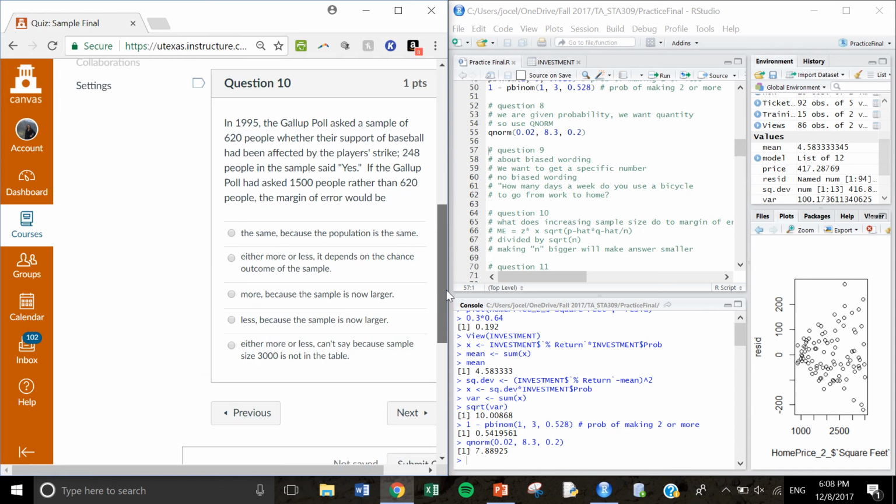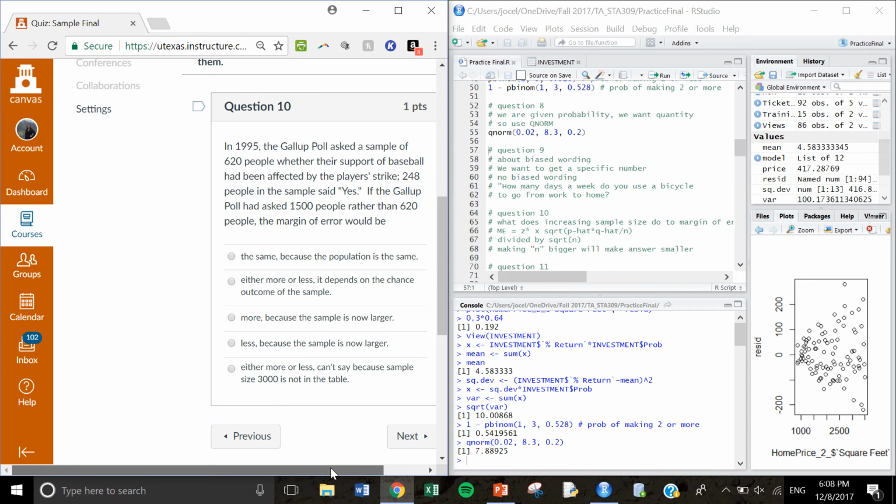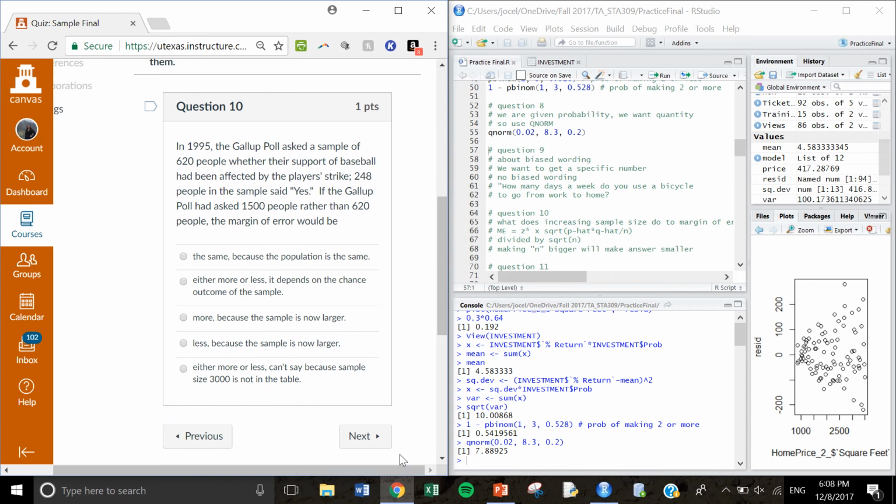Okay, number 10. In 1995, the Gallup poll asked a sample of 620 people whether their support of baseball had been affected by the players' strike. 248 people in the sample said yes. If the Gallup poll had asked 1,500 people rather than 620 people, the margin of error would be.